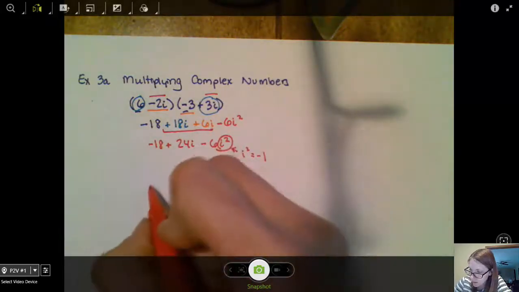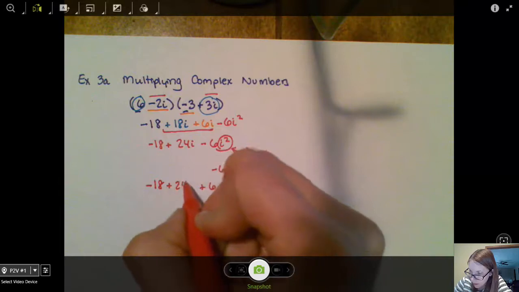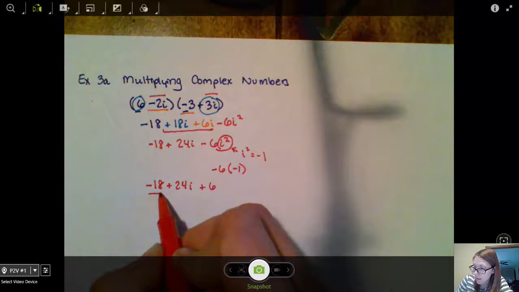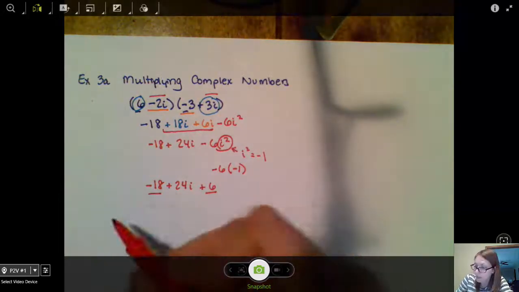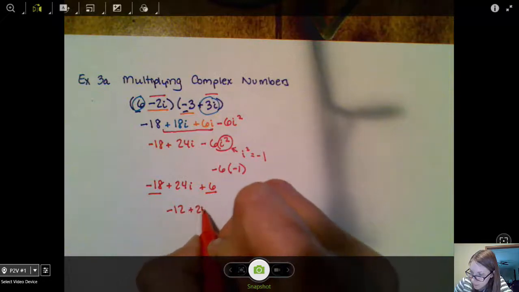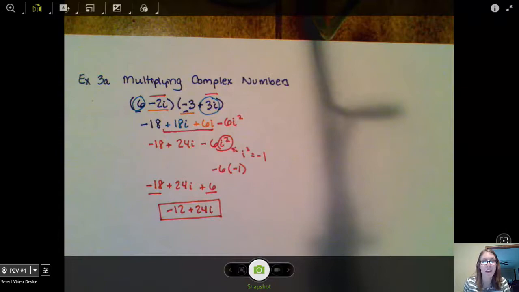Let's bring down everything else. I get negative 18 plus 24i plus 6. And then again, we can combine these two real number pieces. Negative 18 plus 6 is negative 12 plus 24i. And that's how we multiply our complex numbers.